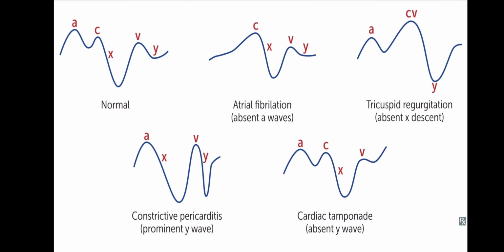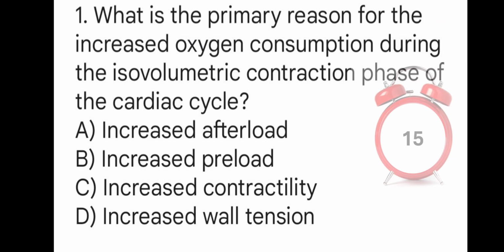V wave represents increasing right atrial pressure due to increasing volume against the closed tricuspid valve. Y descent represents right atrial emptying into the right ventricle. It is prominent in constrictive pericarditis, absent in cardiac tamponade. Now let's solve some questions.